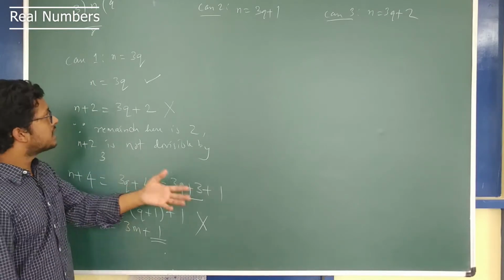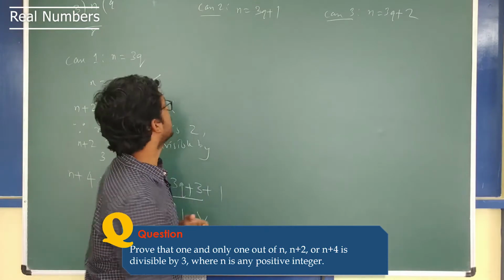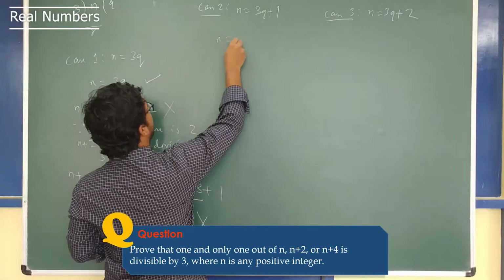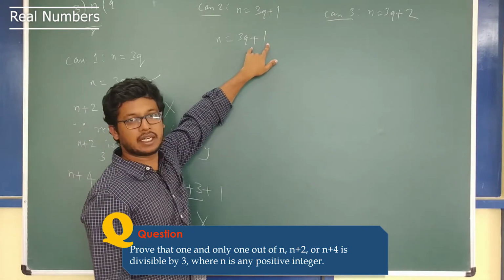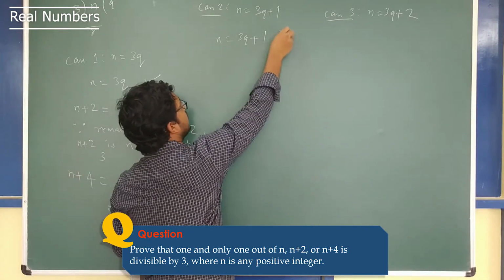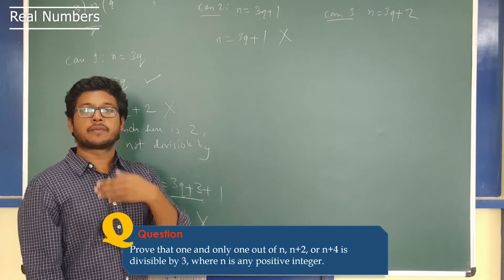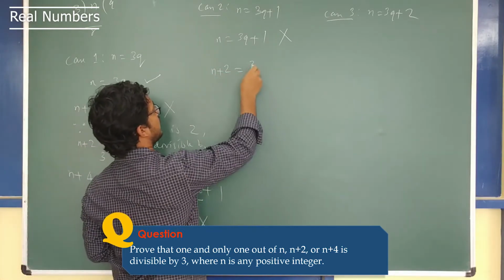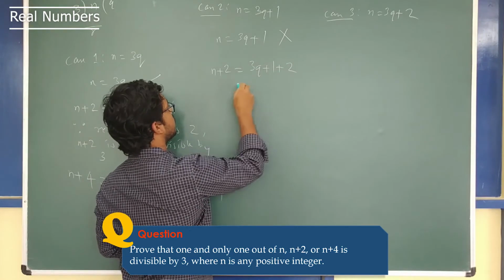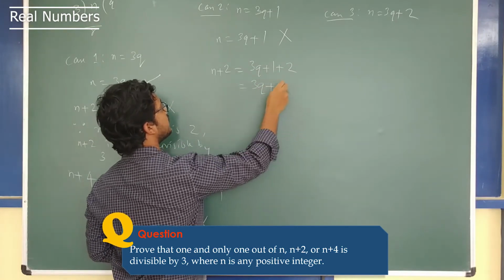True. Let's see if in this case it is true. So let's take the first case, n is 3q plus 1. Directly 3q plus 1, so 1 is the remainder. So n is not divisible by 3, definitely. Let's take n plus 2. So when I take n plus 2, n is 3q plus 1 plus 2. So this is of the form 3q plus 3.